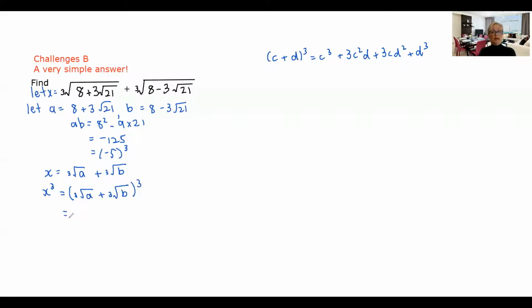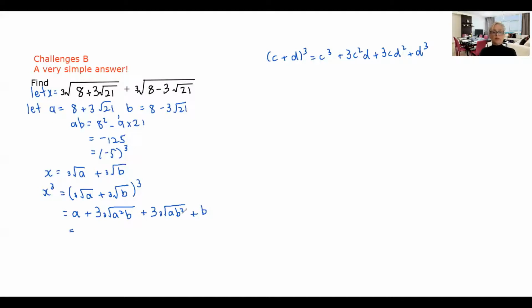So cubed root of a cubed is just a, which is fantastic. Then we're going to get 3 times that squared times that. So we're going to have the cubed root of a squared times b. Then we're going to get 3 times this squared, so cubed root of a times b squared. And then plus our cubed root of b cubed is just b.